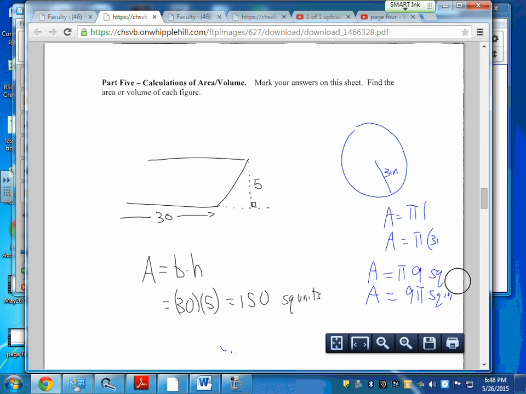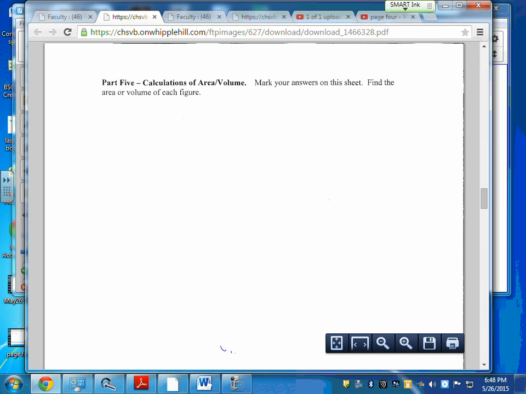When we get to 3-dimensional figures, now you're dealing with volumes. So what types of things do you need to know volumes? You certainly need to know the volume of a rectangular prism.